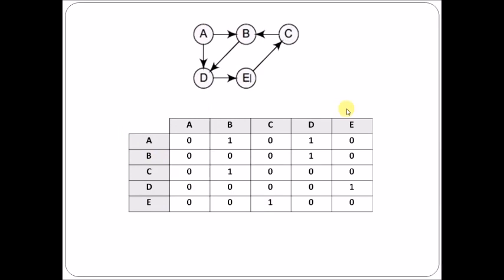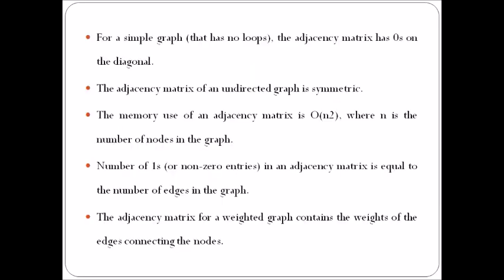Now let's see some of the properties of the adjacency matrix. For a simple graph, the adjacency matrix has 0 on all the diagonals. The adjacency matrix of an undirected graph is symmetric. Why is the adjacency matrix of an undirected graph symmetric? Because if a particular graph has an undirected edge, for example, if we consider the two nodes, node A and node B, and there is an undirected edge between them, then we can travel from A to B. In the same way, we can also travel from B to A. The memory utilization of the adjacency matrix is big O of n square.